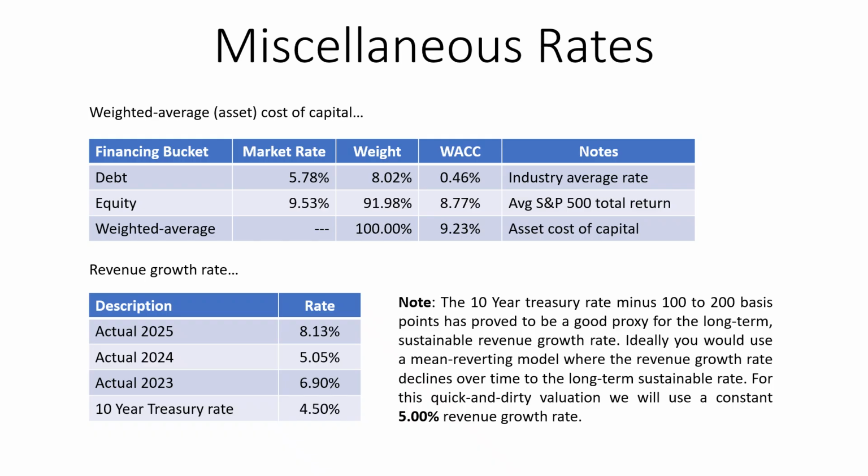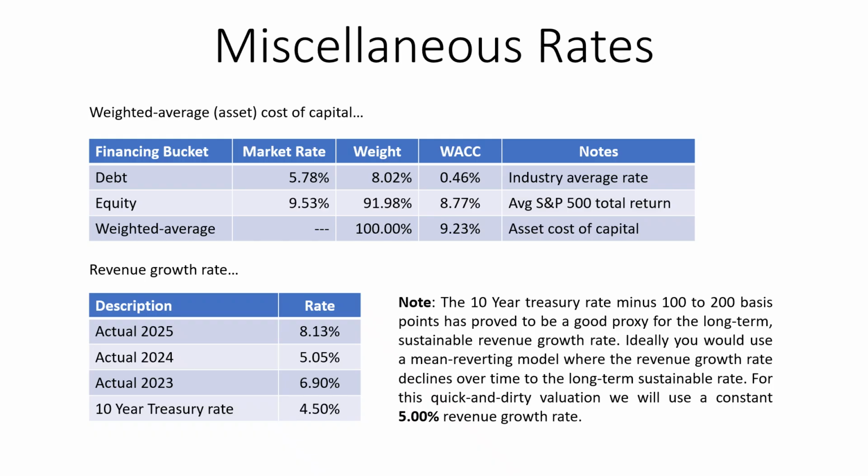So right now, we also want to look at the 10-year Treasury rate, which is a good proxy for the nominal growth rate of GDP going forward. We can look at those rates and note that the rate of growth currently, because Costco is still growing greater than the economy as a whole, typically what we would do is use a mean reverting model where we start with, let's say, a revenue growth rate of 8.13%, and then over time we would decrease that to a growth rate of 4.5%, which is a function of mean reversion.